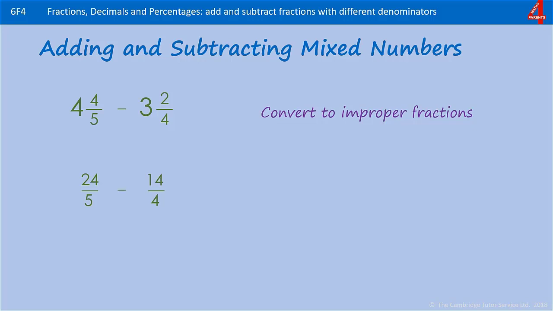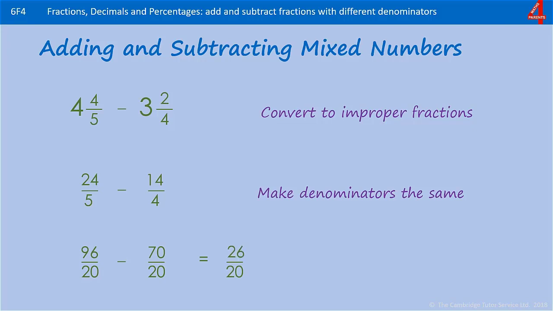And now we need to make the denominators the same. 5 and 4 both will go into 20. To get from 5 to 20 we multiplied by 4. 24 multiplied by 4, that's 96. 4's into 20 goes 5. 14 times 5 is 70. How many 20ths does that leave us with? 96 takes 70, leaves 26.